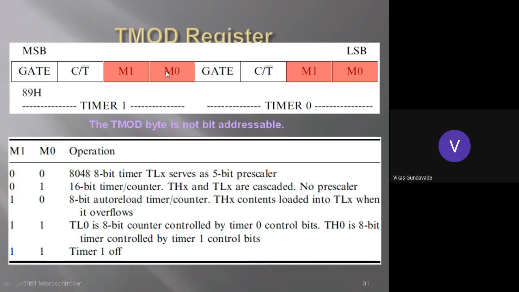When these 2 bits, M1 and M0, are 1 1, then it is called split mode. So in split mode, the timer 1 is off and the count registers TH and TL, these 2 registers, are used for timer 0 as well as timer 1. That means one 8-bit register is used for timer 0 and one 8-bit register is used for timer 1. Okay. Now everyone got it?